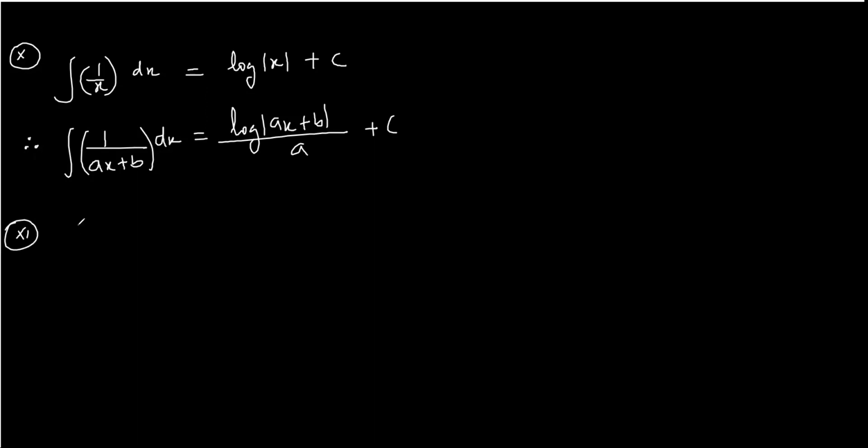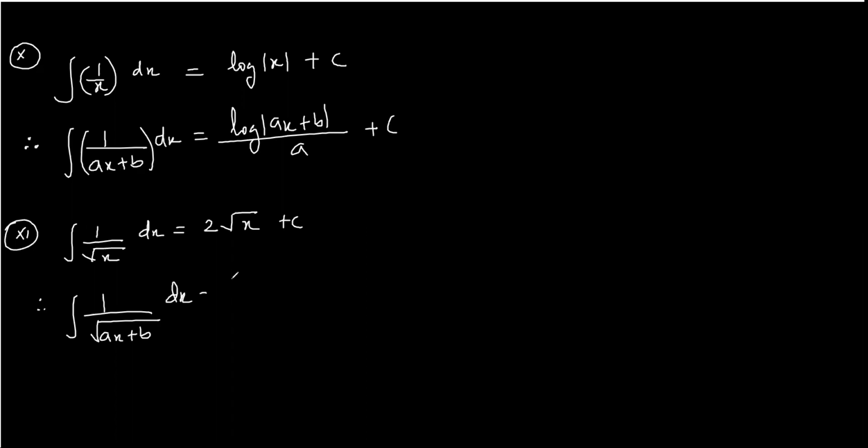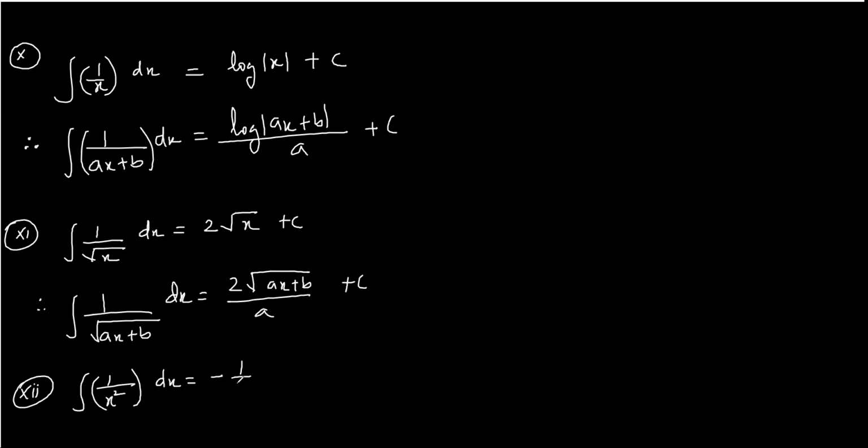The 11th is integration of 1 upon root x dx is 2 root x plus c. Therefore, 1 upon root of ax plus b dx will be 2 root ax plus b divided by a plus c. The 12th one, integration of 1 upon x squared dx is minus 1 upon x plus c.